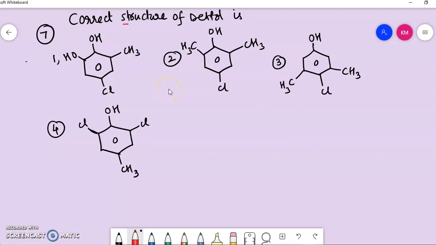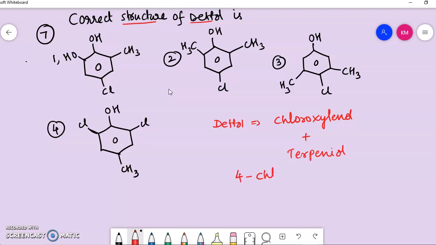Guys, the next question is the correct structure of Dettol. This question is from chemistry in everyday life, guys. Dettol is a mixture of chloroxylenol plus terpineol, right? And the chemical name of chloroxylenol is 4-chloro-3,5-dimethylphenol. So that is in option 3 if you see, 4-chloro-3,5-dimethylphenol. So option 3 is the correct answer, guys.